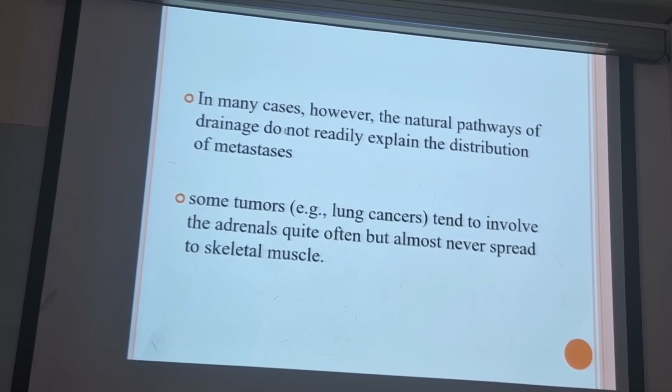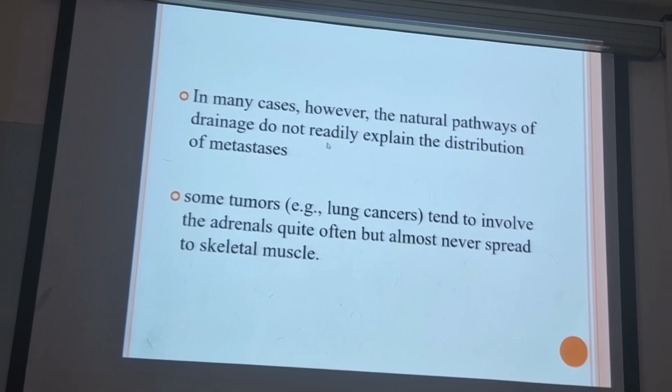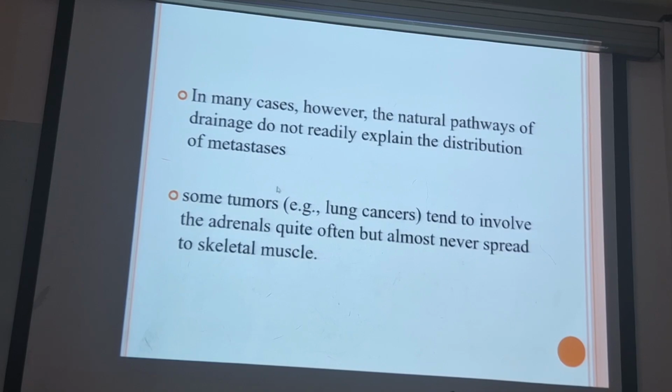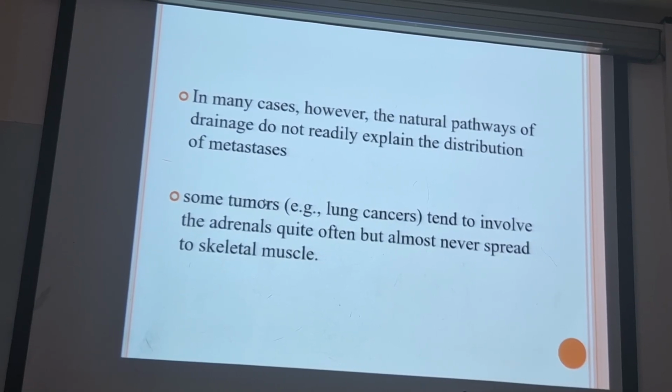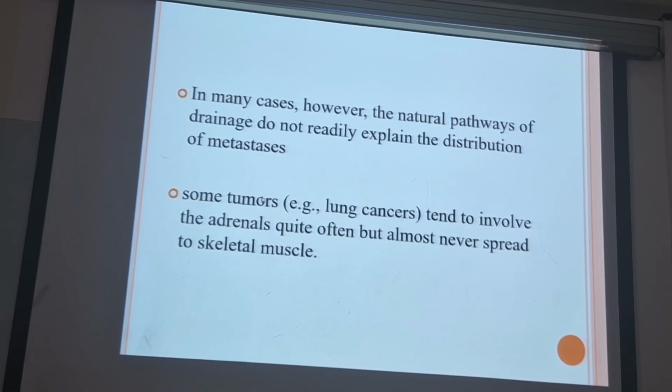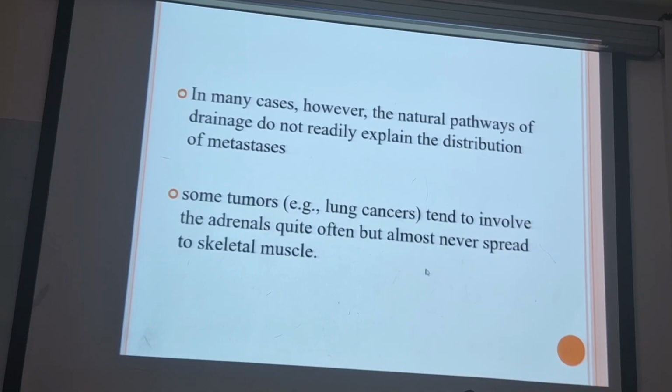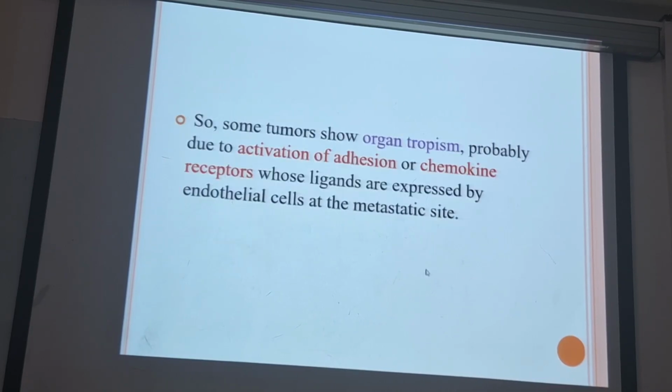Sometimes, in many cases, the natural pathway of drainage can't readily explain the distribution of the metastasis. For example, as I said before, in prostatic carcinoma, the bone is involved, and we can't explain this by the drainage and connection of the blood vessels. And some tumors, like lung cancer, tend to involve the adrenal gland. And also they almost never spread to the skeletal muscle.